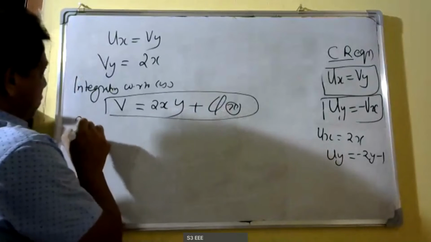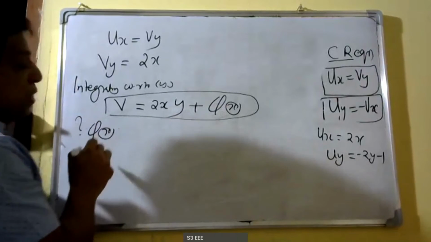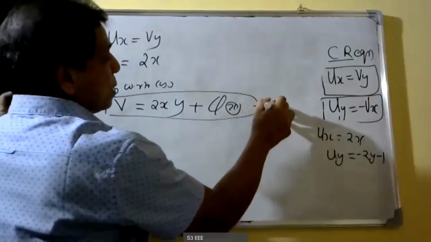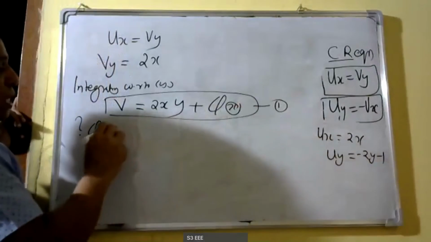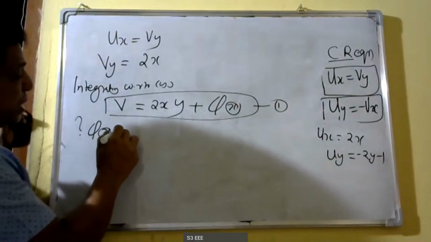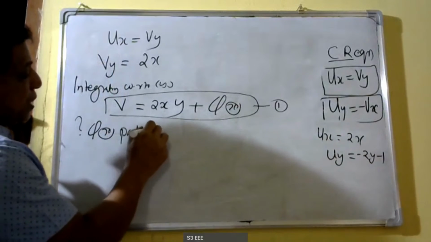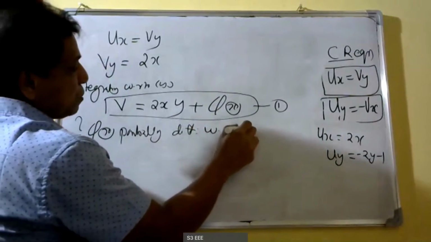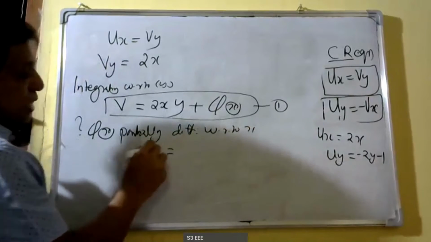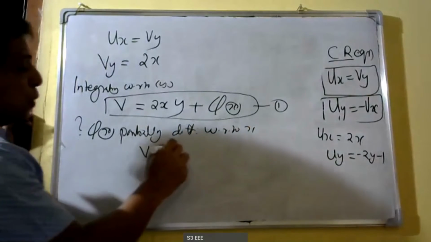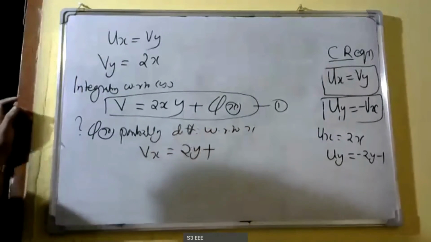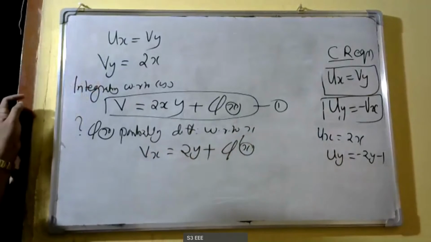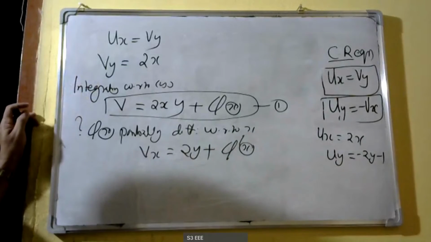Here we have to find out the value of pi of x. For that, this is equation number 1. Differentiating partially with respect to x, we get vx is equal to 2y plus pi dash x.